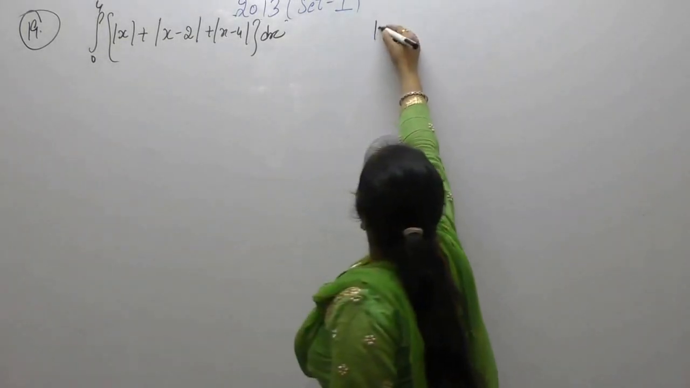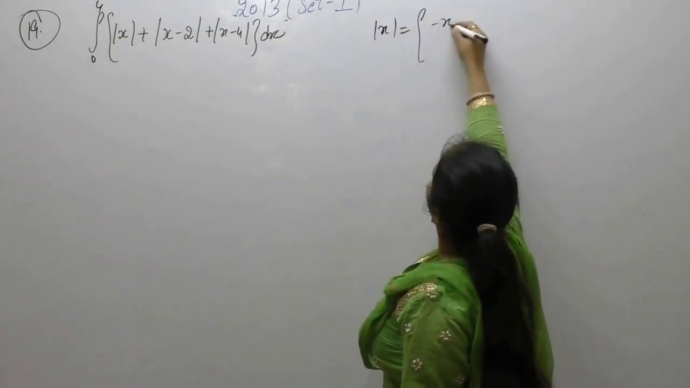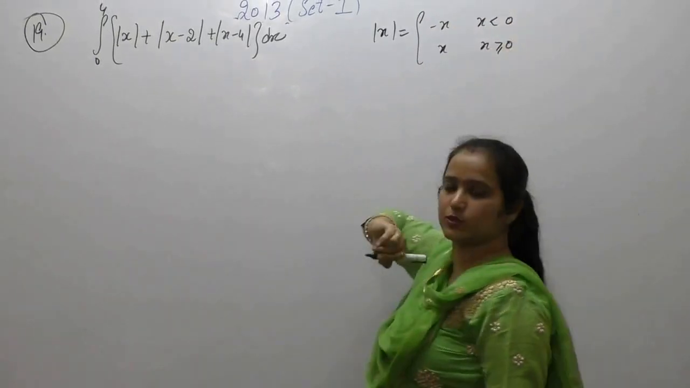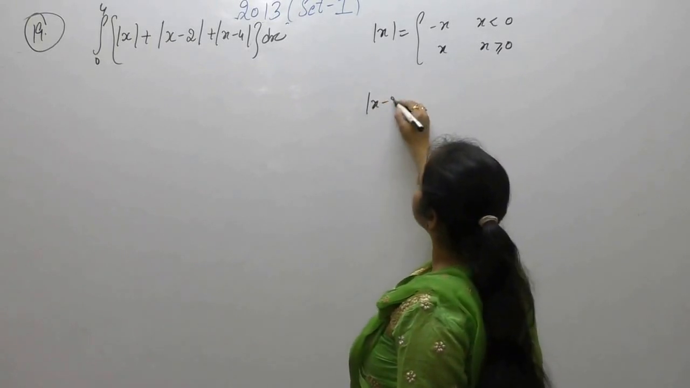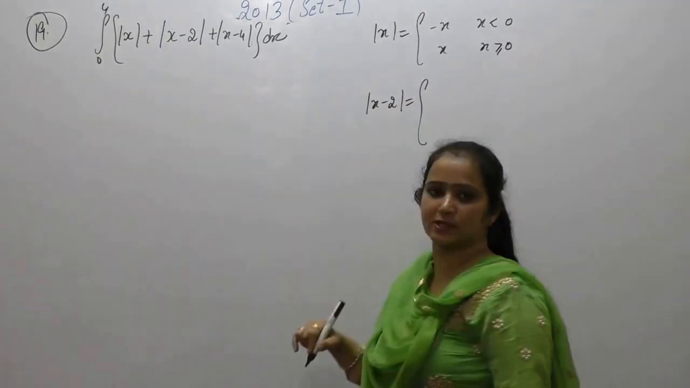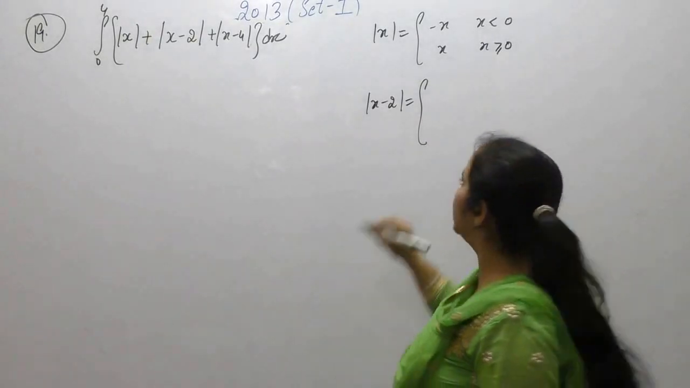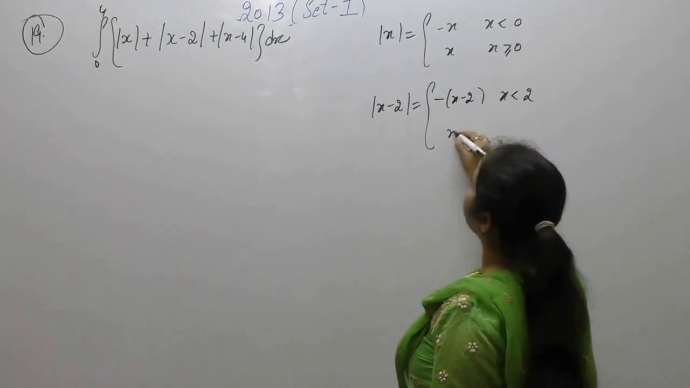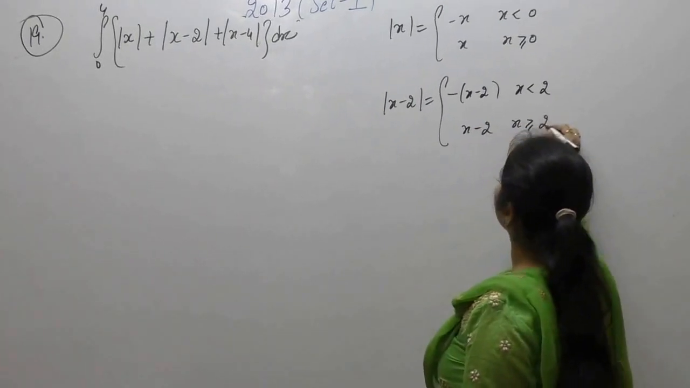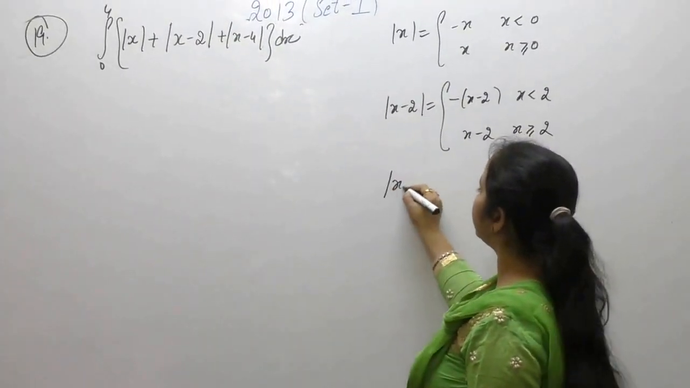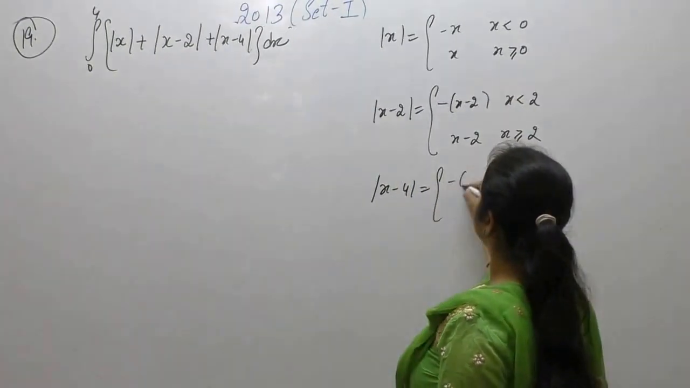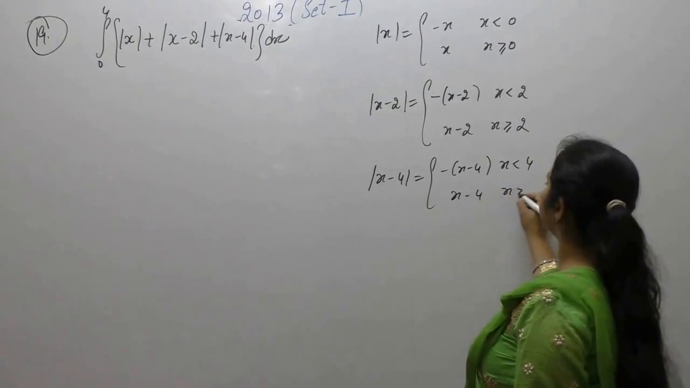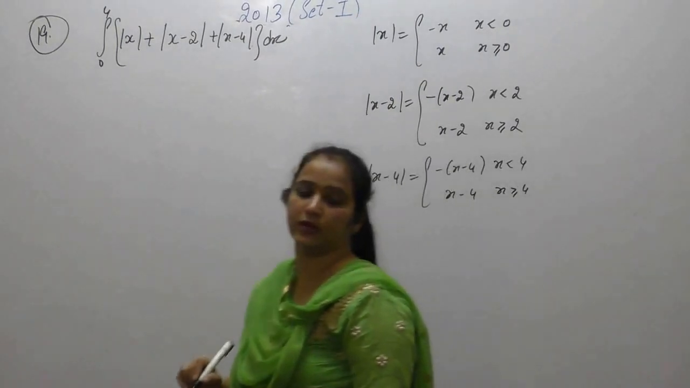Now we know that modulus of x is minus x when x is less than 0, and x when x is greater than or equal to 0. Now for x minus 2, when we put x minus 2 equal to 0, then x has value 2. So it will be negative when x is less than 2 and positive when x is greater than or equal to 2. Similarly for x minus 4, negative when x is less than 4 and positive when x is greater than or equal to 4.